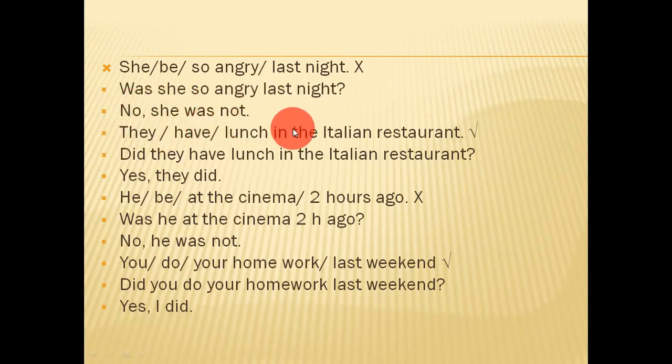They have lunch in the Italian restaurant. So we don't have auxiliary to be here. Here we use did. Did they have lunch in the Italian restaurant? Yes, they did. Next one. He be at the cinema 2 hours ago. Was he at the cinema 2 hours ago? No, he was not. We said no because we have this mark. If it is yes, we say yes he was.